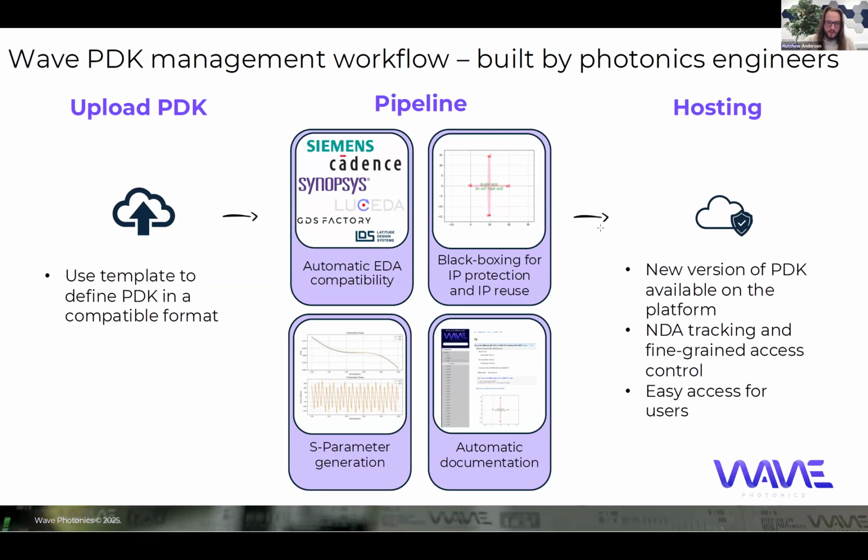The components then have compact models generated by running some S parameter simulations for them. And as a part of this process, the documentation is automatically generated for each of those different PDKs. It then gets pushed to the website where users can access it. And as I mentioned previously, there are some controls available for preventing automated access.